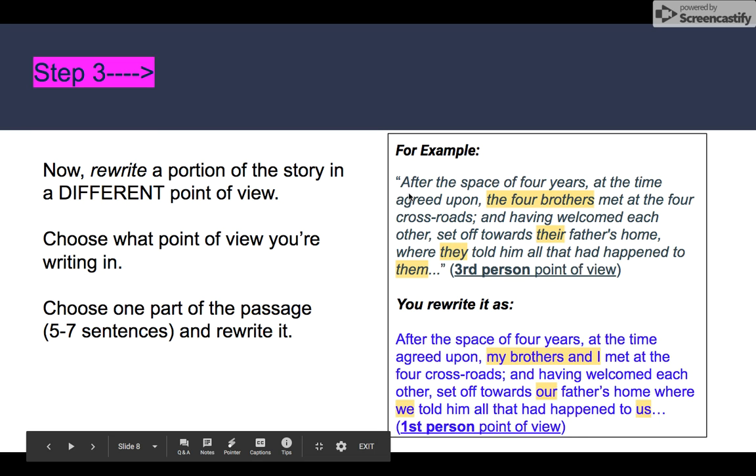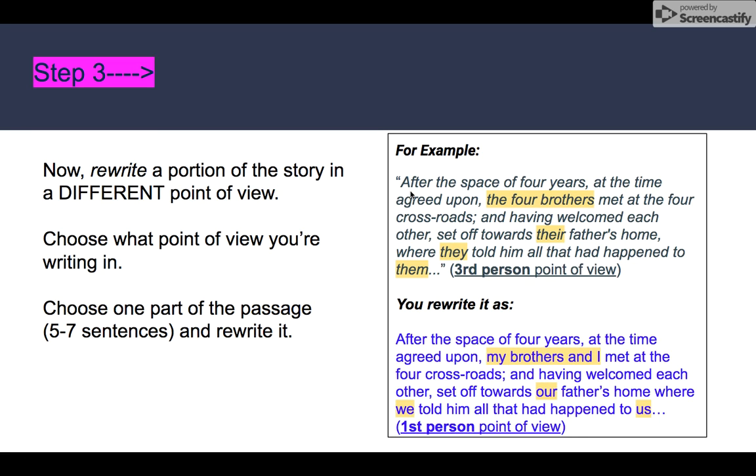So the example says, from the story, exactly word for word, after the space of 4 years, at the time agreed upon, the 4 brothers met at the 4 crossroads, and having welcomed each other, set off towards their father's home, where they told him all that had happened to them. Okay, that's from the story, it's third person.